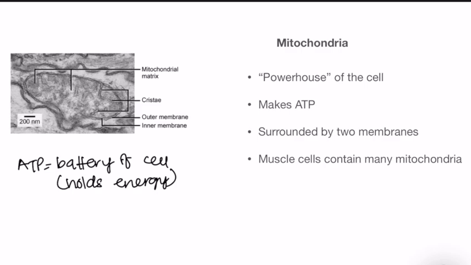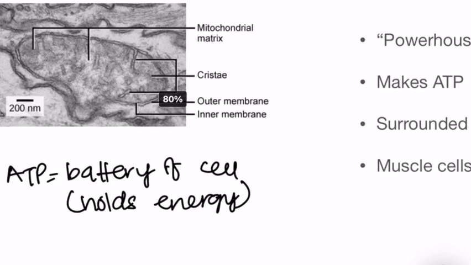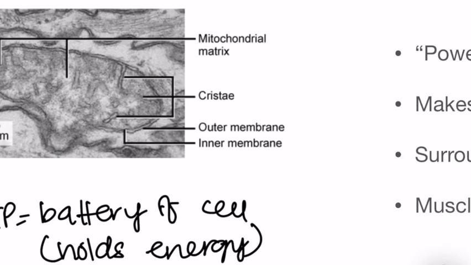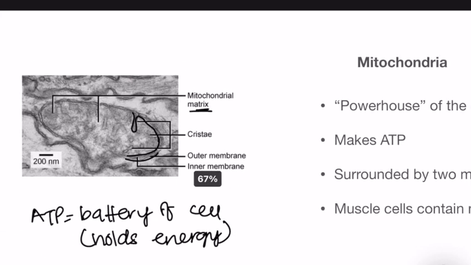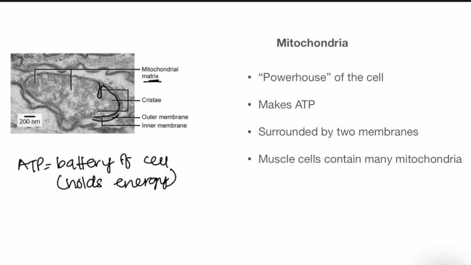So the mitochondria is surrounded by two membranes. It's kind of hard to see here unless you focus really good, but there's an outer membrane and then there is an inner membrane. And the inner membrane is folded like that, and those folds are called cristae. And the inside of the mitochondria is called the mitochondrial matrix. Muscle cells contain many mitochondria because muscle cells use a lot of energy. They use a lot of ATP. So they have a lot of mitochondria so that they can keep up with the energy demand.